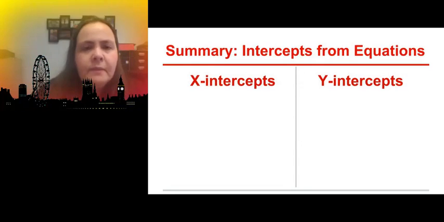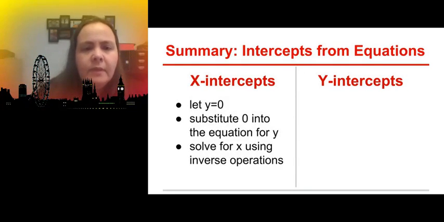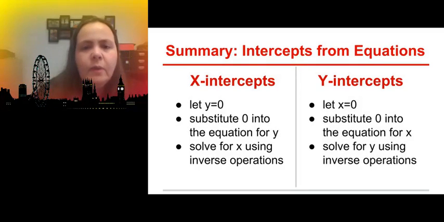All right. Now, summary. To find x-intercepts, we're going to let y equal 0, substitute 0 into the equation for y, and solve for x using inverse operations. And to find y-intercepts, we're going to let x equal 0, substitute 0 into the equation for x, and solve for y using inverse operations.